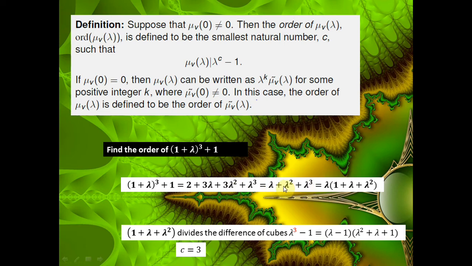Now this has a factor of lambda, so I can factor out that lambda, and I'm really looking at the missing piece over here next to the lambda, 1 plus lambda squared. Well, you've seen that polynomial before, because if you take a difference of cubes, then that's the piece that's left over here, the lambda squared plus lambda plus 1. So this polynomial, which is the mu tilde that they're talking about here, divides lambda cubed minus 1. So I put the 3 as the c. I made it red so that your eyes go to it. And in this case, the order of this polynomial is 3.